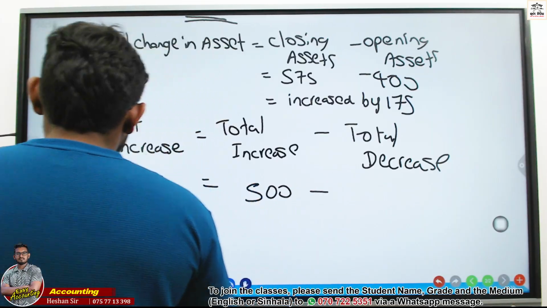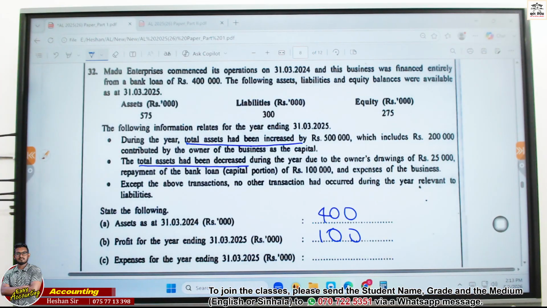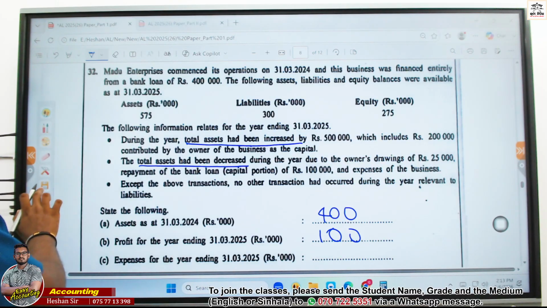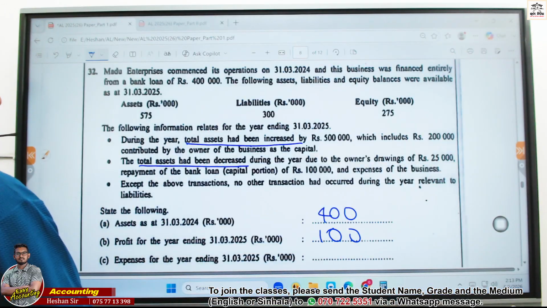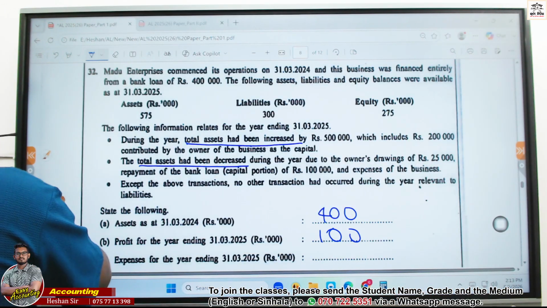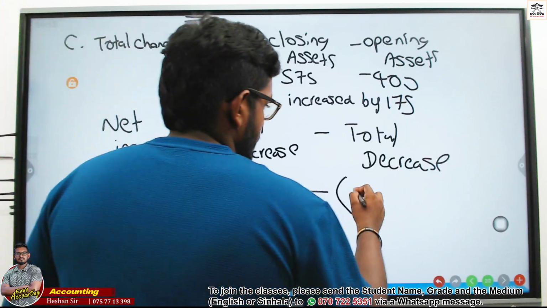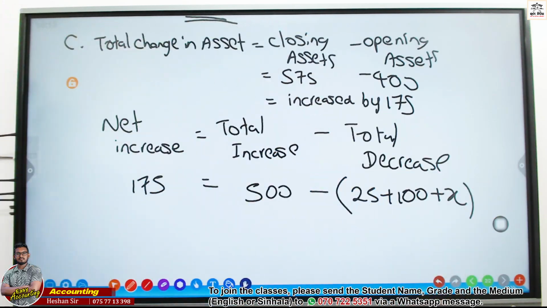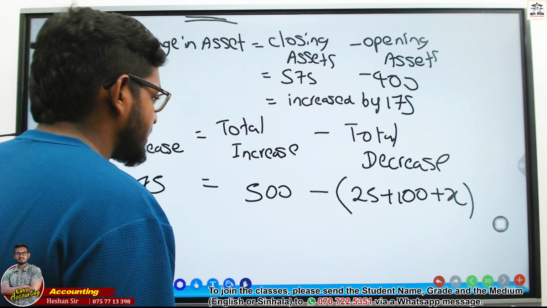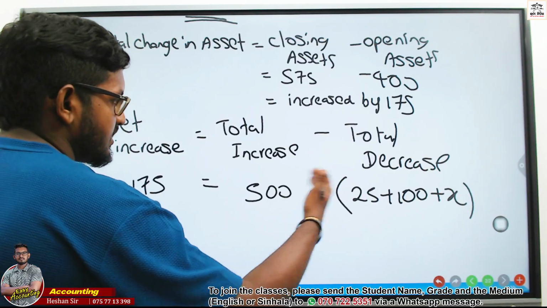Total decrease එක තමයි ප්‍රශ්නේ. Right? Owner's drawings තියෙනවා 25. Repayment of bank loan 100. Expense අපි දන්නේ නැහැ. එතකොට මේ ඔක්කොම අඩු වෙන්න හේතු, ගෙවෙන හේතු. Now we have drawings 25, bank loan 100, expense අපි දන්නේ නැහැ. කියන්නේ net increase කියන්නේ increase වලින් decrease අඩු කරලා එන ගාන.